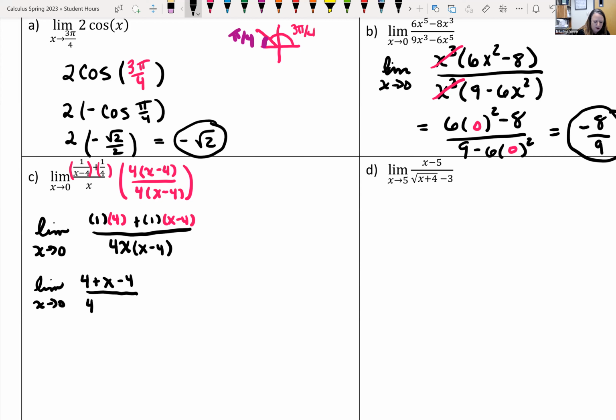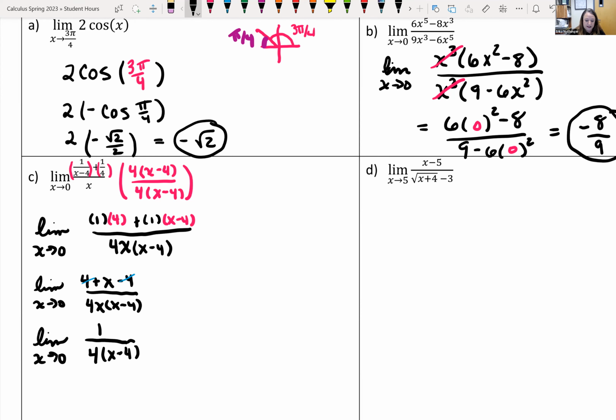That's my numerator, all over 4x times the quantity x minus 4. Notice in our numerator, our 4's cancel. So we're left with a common factor now in our numerator and denominator of that x. So we can simplify by canceling out that x. So we're left with 1 in the numerator, all over 4 times the quantity x minus 4.